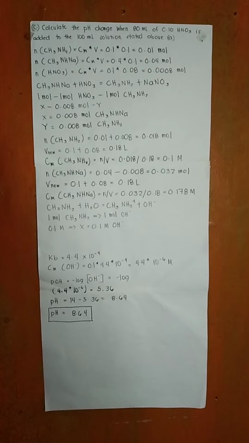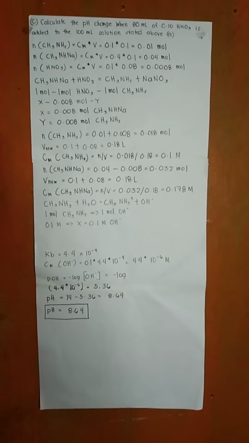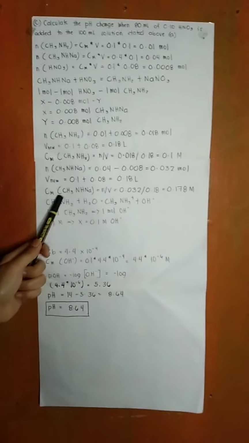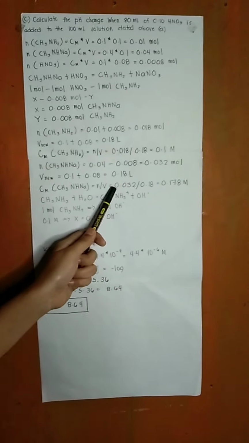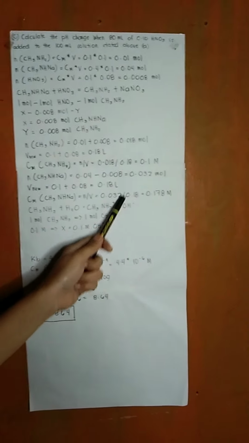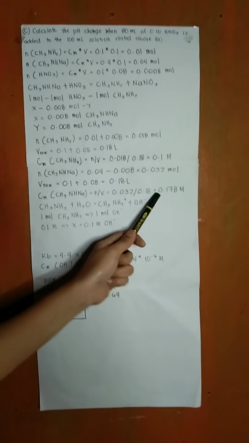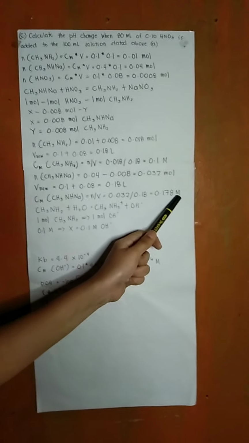For this reaction, at equilibrium, Cm of CH3NHNa equals N divided by V equals 0.032 divided by 0.18 equals 0.178 molarity.